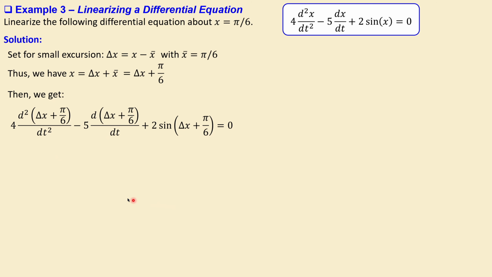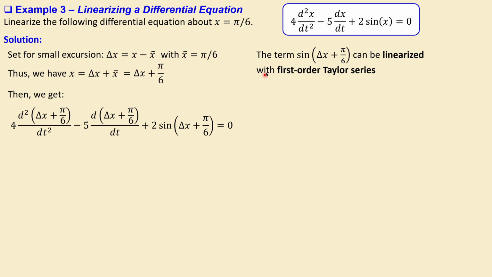Okay, then what? Now let's also look at the sine term, because the term sine of delta x plus pi over 6 can be linearized with first order Taylor series. Again, the same thing. This is then the expression. So the sine of x minus the sine of that x bar, so delta x plus x bar, and also just the x bar here, is equal to this expression, the first derivative of that sine function, evaluated at that operating point value of x, times the change in x.